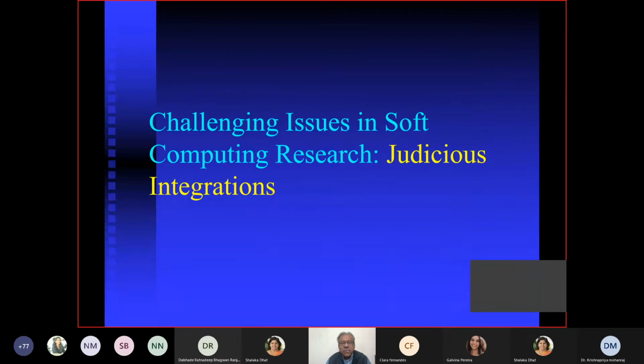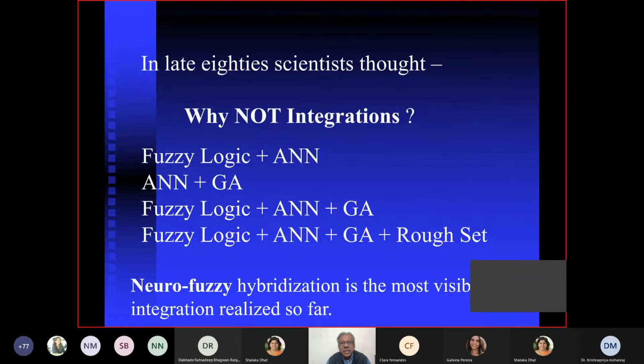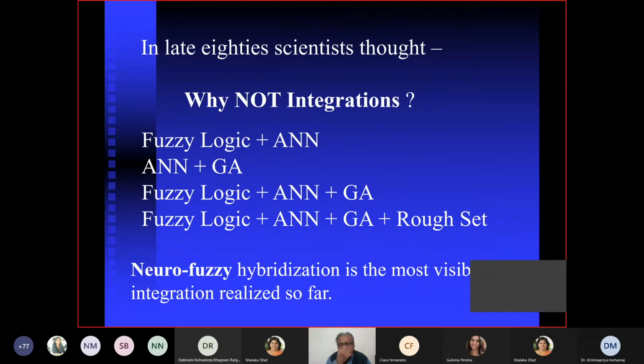So the challenging issue is soft computing integration for judicious use. Now, in the late 80s, scientists thought, why not integration? Because neural networks were revived in the early 80s, as I told at the beginning. Neural networks have so many advantages, but at the same time limitations. Fuzzy sets also have some advantages and some limitations, genetic algorithms also, and so on. Therefore, scientists started thinking, including me and my group, why not integration?